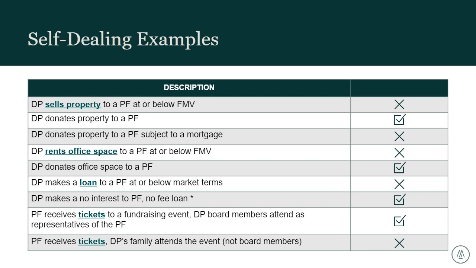The next one is disqualified person makes a loan to a private foundation at or below market terms. That's, again, a no-go. And then disqualified person makes a no interest, no fee loan to the private foundation. That is likely okay. We do have a little caveat there with a little asterisk, which really means that the disqualified person, however, may be subject to the imputed interest rule.